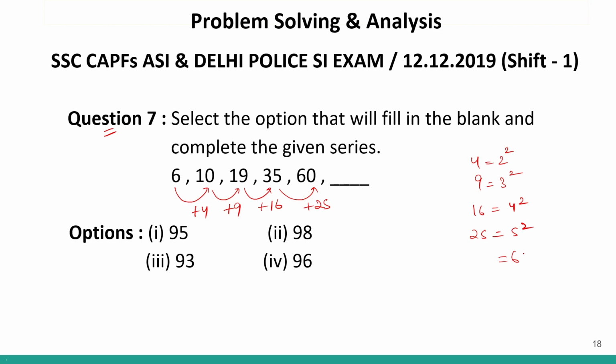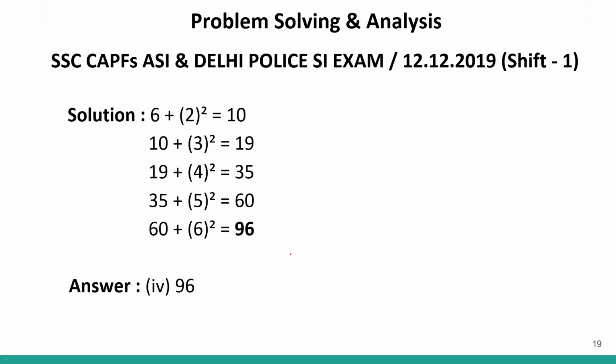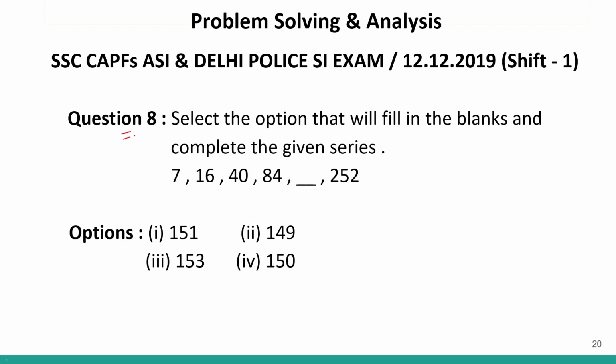So the next number will be 6 square. 6 square is 36. So over here we'll add 36. So if I add 36 and 60, I'll get 96 as the answer. So option number 4, 96 will be the correct answer. Clear? Now, question number 8. Again a question on number series.